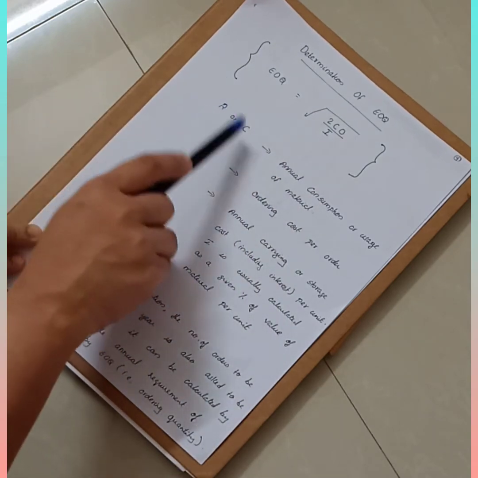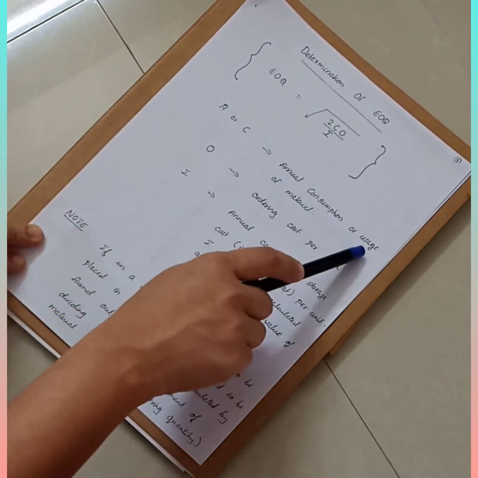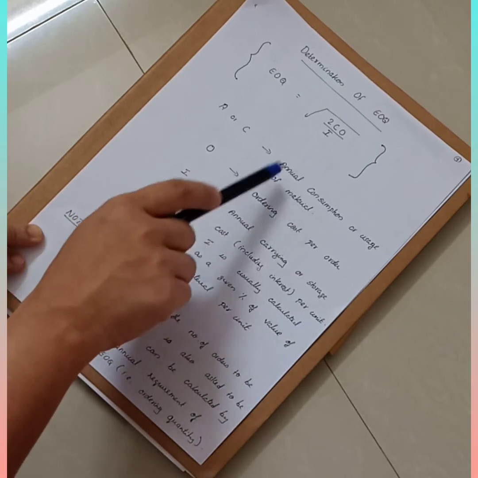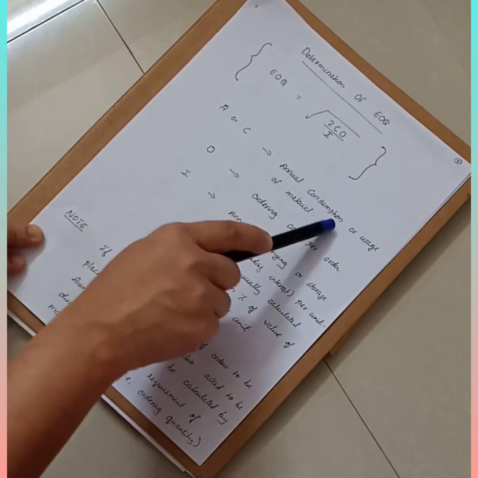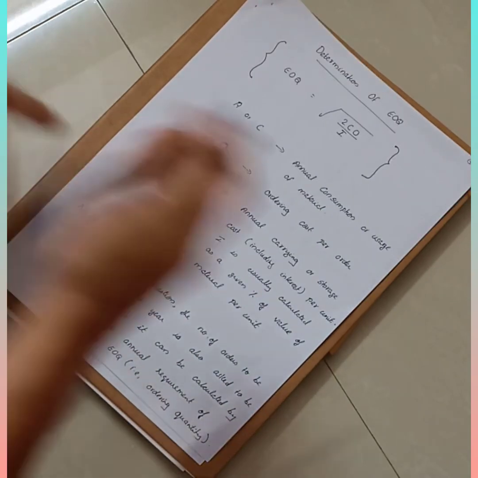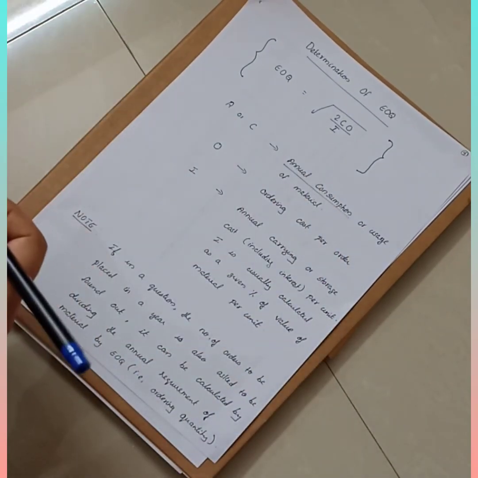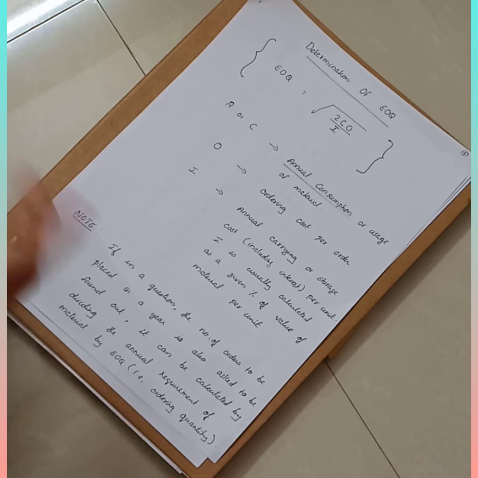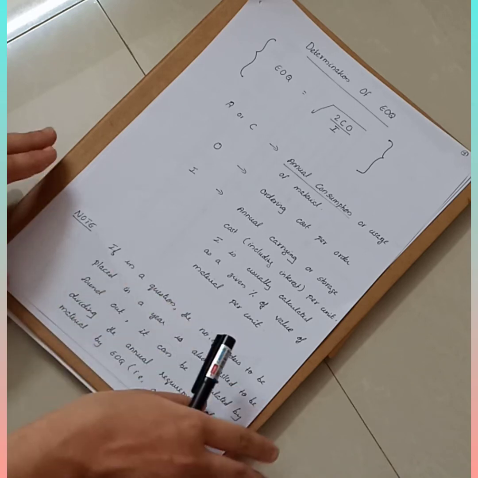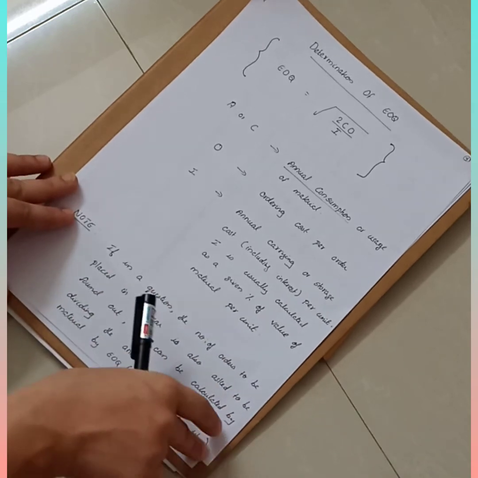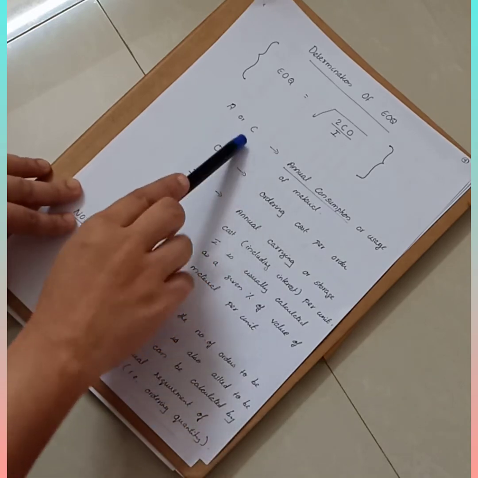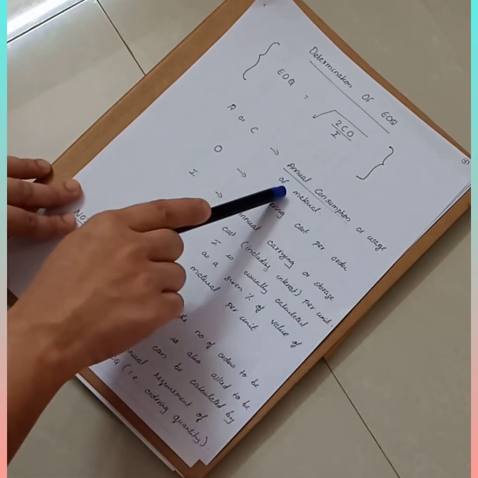This capital A or C is representing the annual consumption or usage of material. You have to note here, this is annual consumption. In some questions, when you are asked to determine EOQ, sometimes it will be given per month. In that case, you will have to multiply it with 12. We will deal with such questions later. So here, this is the annual consumption or usage of material.